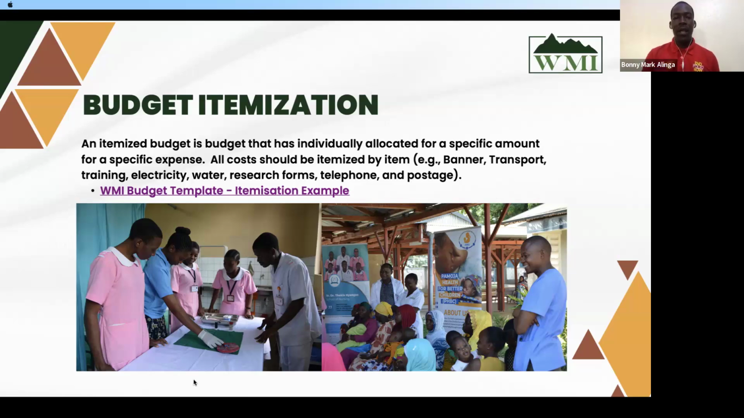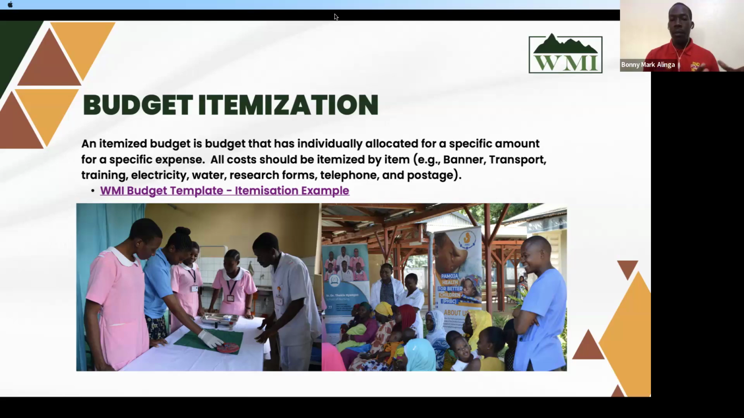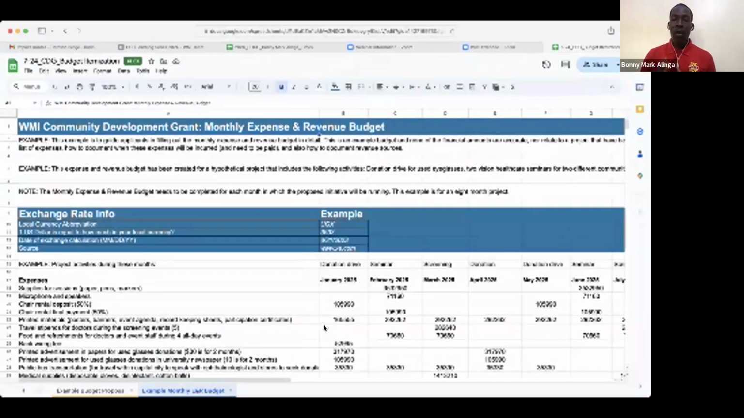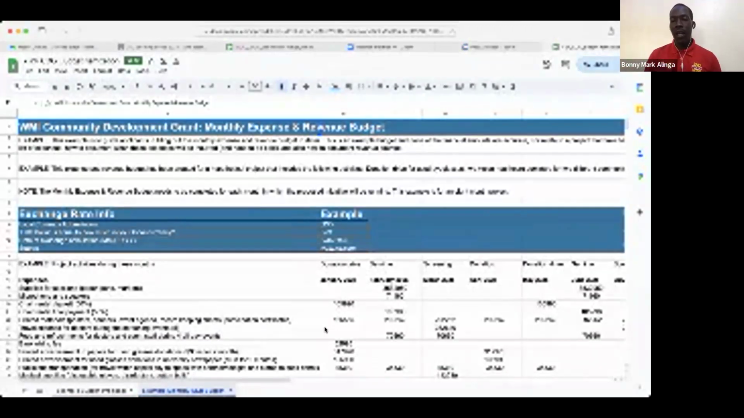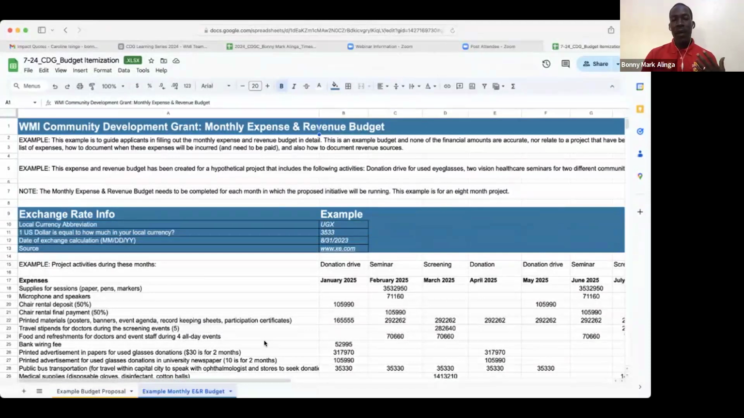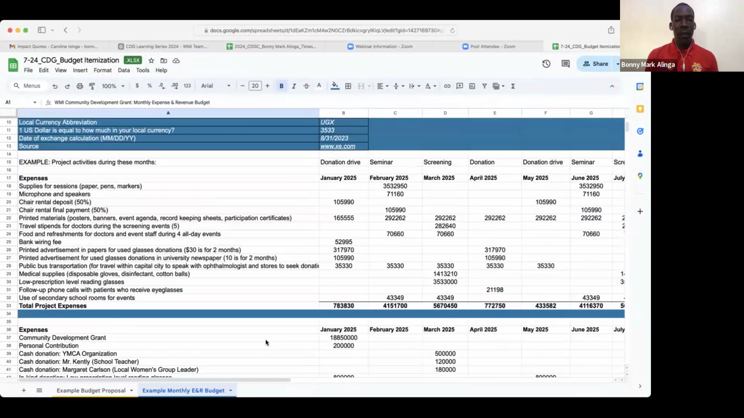projection. And oftentimes we do provide these examples to you during the application process. We provide our monthly budget and revenue tracker that gives us leverage to understand how to run the projection. So remember, in our budget, we talked about the supplies for sessions, and in those supplies are pens, papers, markers. And when is this needed?